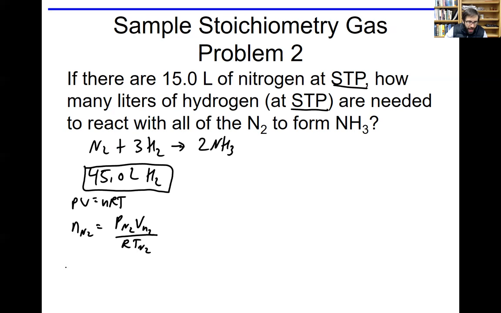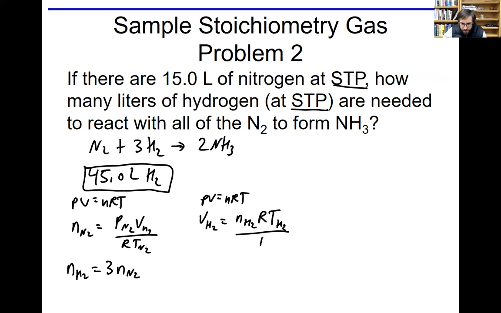Now, what is my n hydrogen going to be? My n hydrogen is just going to be 3 times my n nitrogen, okay? But then I can also write PV equals nRT again, just like we did last time, but now solving for volume. So I have volume hydrogen equals n hydrogen times R T hydrogen over P. This time I'm keeping everything as variables, not plugging in the STPs, just to show you how things are going to cancel out. So I can now do some algebra. I'm going to sub in 3 times n nitrogen for n hydrogen here. So that will get me 3 n nitrogen R T hydrogen divided by P hydrogen, okay?